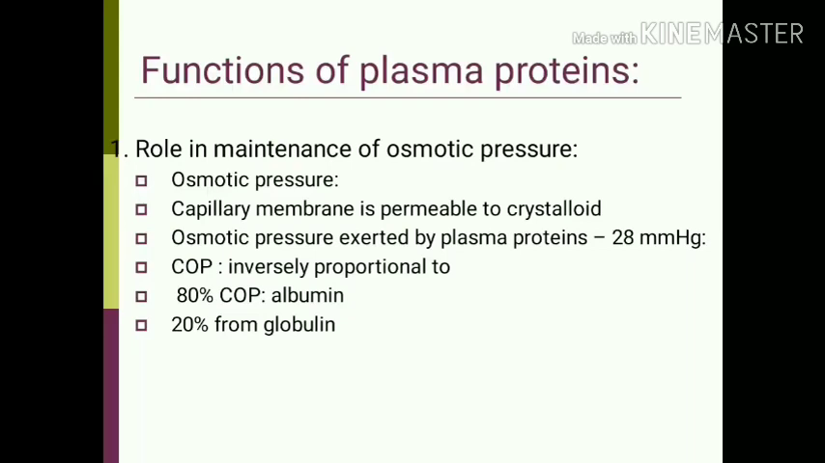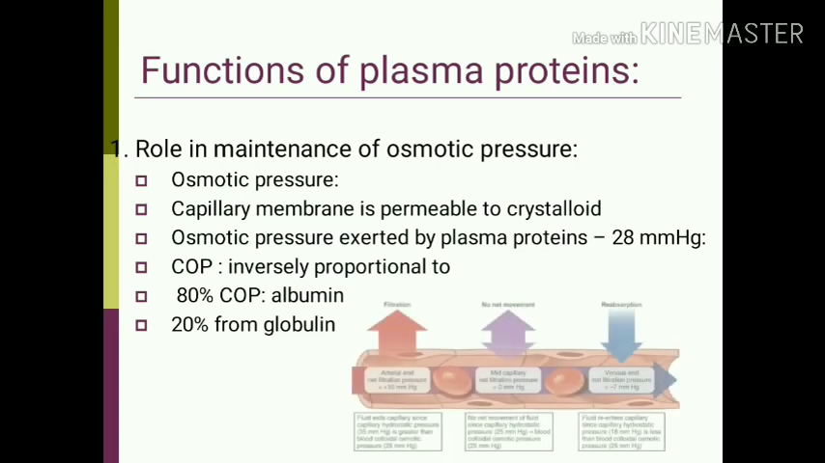Colloid osmotic pressure is inversely proportional to the molecular size and shape, and directly related to the concentration of the molecules. Therefore, 80% of colloid osmotic pressure is due to albumin because it has the least molecular weight and maximum concentration, and 20% of colloid osmotic pressure is due to globulin. You can see here.